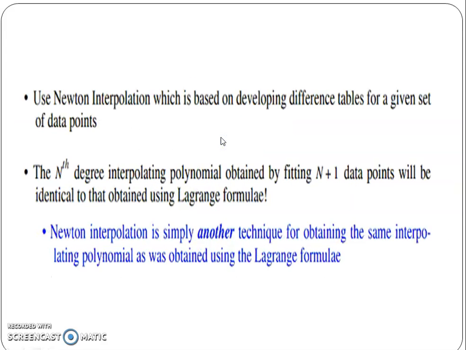Use Newton interpolation, which is based on developing difference tables for a given set of equally spaced points. The nth degree interpolating polynomial obtained by fitting n plus 1 data points will be identical to that obtained by Lagrange formulae. Newton interpolation is simply another technique for obtaining the same interpolating polynomial as was obtained using Lagrange formulae.